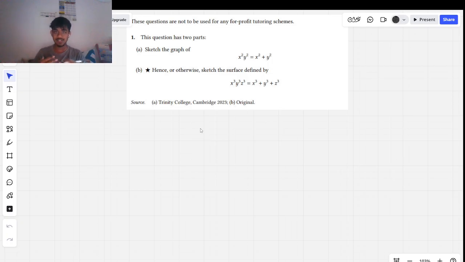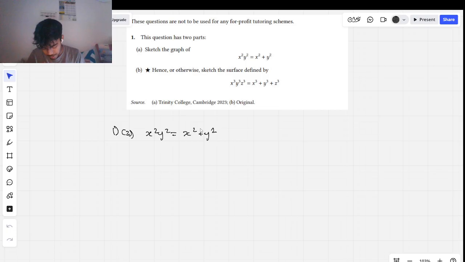So right now I'm in interview mode, so I will think out loud. When I don't really know what to do, I will try to state the obvious. So I'll deal with part A first, and I will make some observations. So 1A, what I need to sketch is x squared y squared is equal to x squared plus y squared.